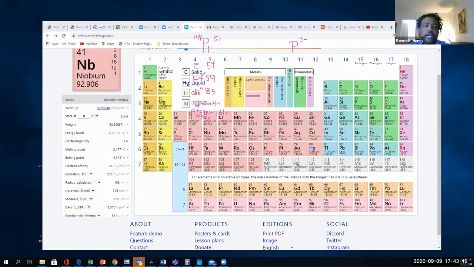Because remember, electrons are negatively charged, right? So by having 3 extra electrons, you have 3 extra negative charges. Yep.